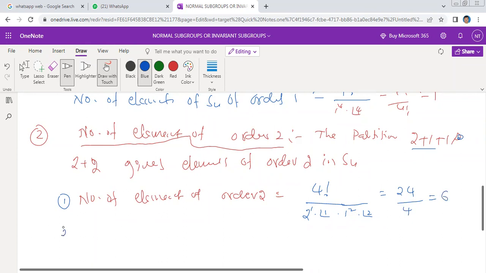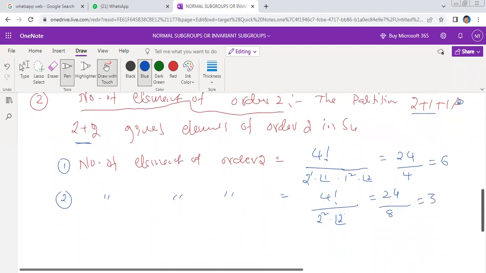Now because of another partition is also there. The elements of order 2 రావడానికి another partition is 2 plus 2. Therefore, same idea. Can you say anybody? 4 factorial by 2 is repeated 2 times, 2 square into 2 factorial. So 2 is repeated 2 times, 2 square. Then the factorial is what? 2. Therefore, this is 2 power 2 into 2 factorial. This is 24 by, this is what? 8. This is nothing but 3.